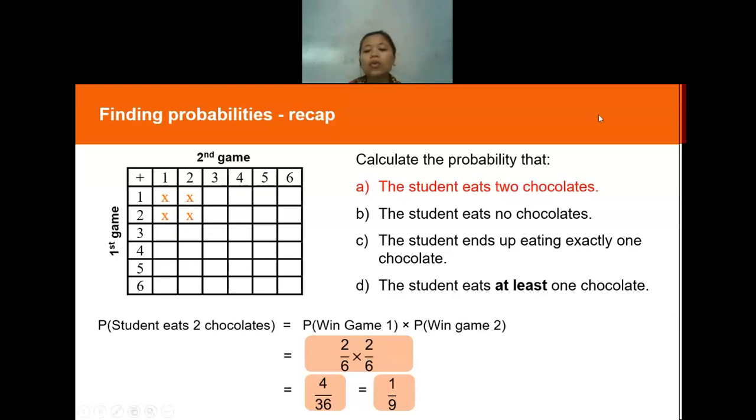So in here, it is 2 chocolate, so we have to focus on the first game. The ratio for the first game is 2/6. On the second game it will also be 2/6. The first game I will eat chocolate, and the second game I will eat chocolate, because the connection is "and", so I need to multiply 2/6 times 2/6. So I can simplify it to 1 per 9.